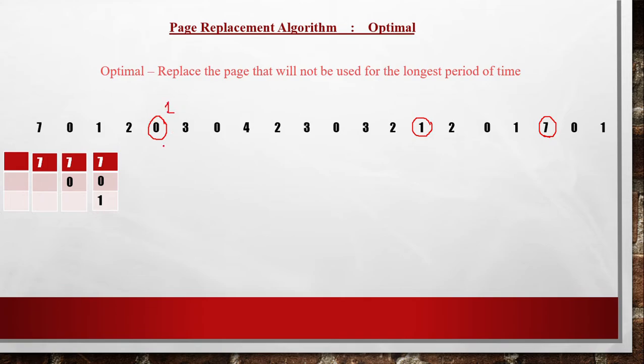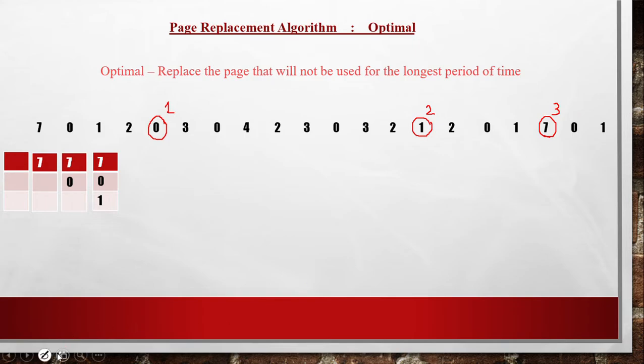0 will be used in near future. Next, which one will be used? Next, 1 will be used. So which one will be used after the longest period of time? That is 7. So 7 will be used after the longest period of time.